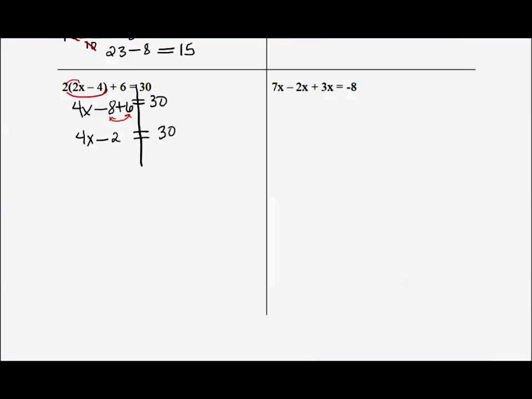Now once again, I'm back down to my little two-step equation. I have to get rid of the 2, so I'm going to add the 2 to both sides. That gives me 4x equals 32. Let me extend my line a little bit. Divide both sides by 4. That leaves me with x equals 8. 32 divided by 4 is 8.